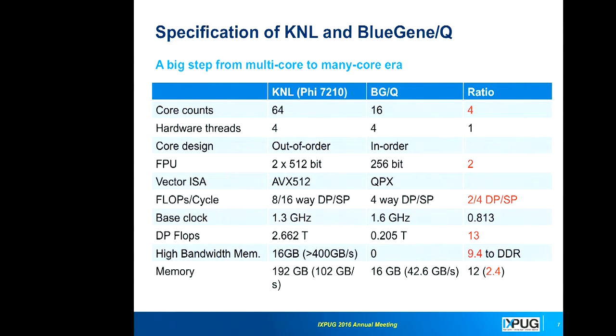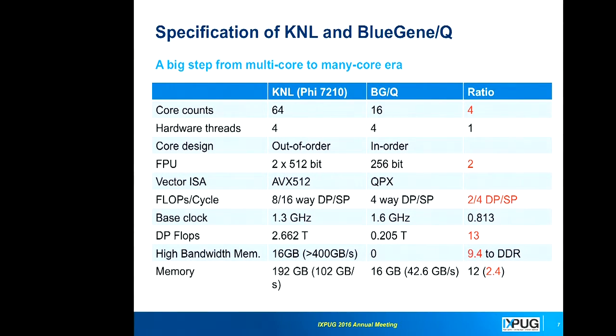So there are trivial things like having 4 times the amount of cores, but the non-trivial things are like your vector unit. On Blue Gene Q you have only 1 vector unit for each core, but on KNL you have 2. And also the number of flops each unit can deal with is a factor of 2 or 4, depending on whether you use double precision or single precision.